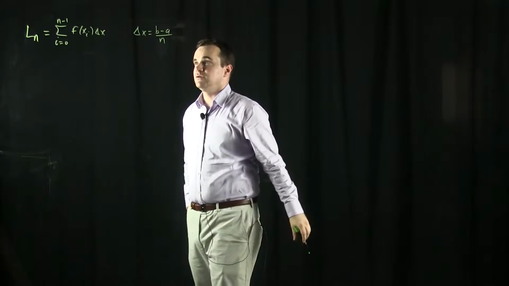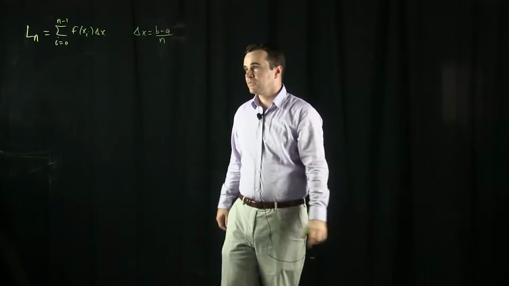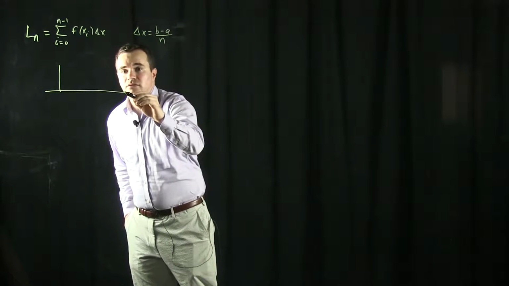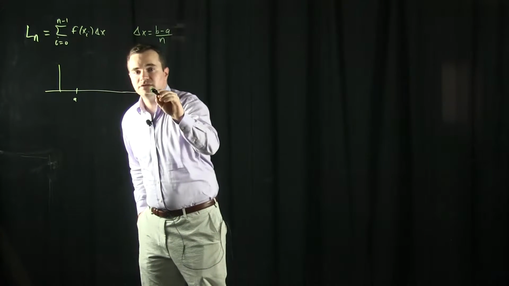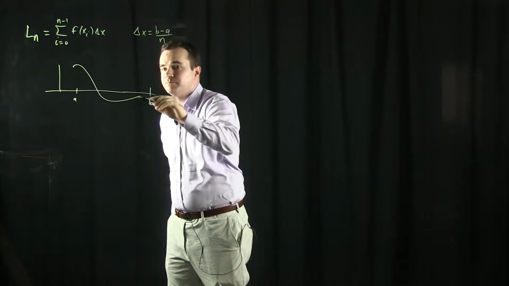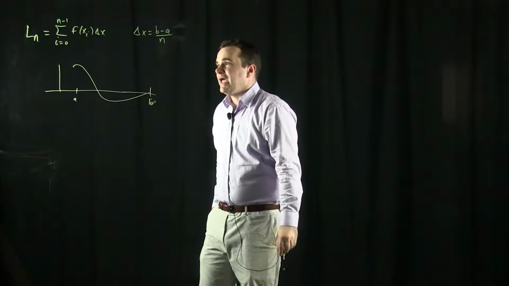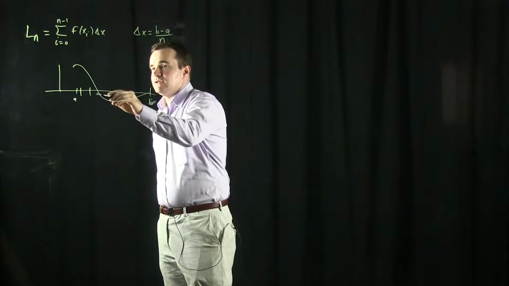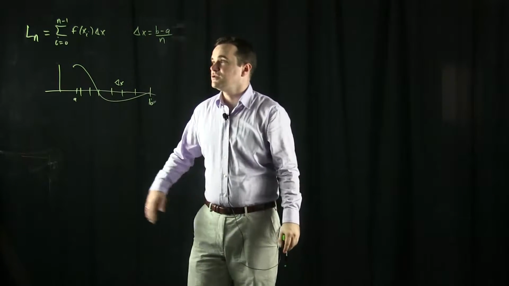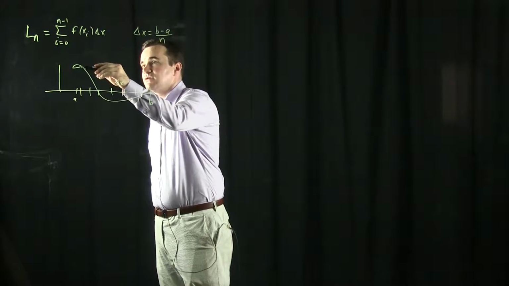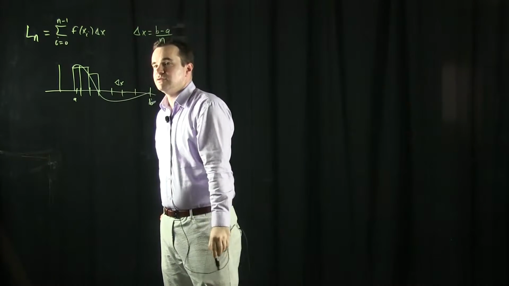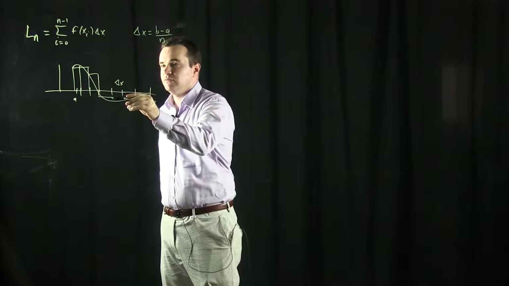b minus a over n. So you've got an interval from a to b. You've got a function defined on that interval. It looks like that, and you're chopping it up into equal subintervals, each of width delta x, and then you're using left-hand endpoints to get those heights for the rectangles. You can see me picking off the left-hand endpoint of each one.